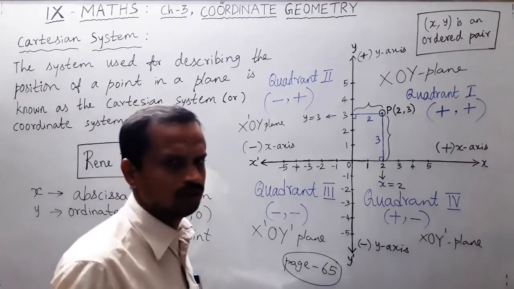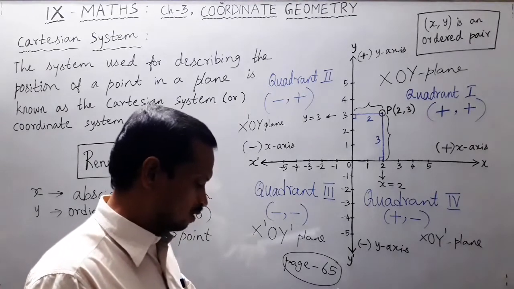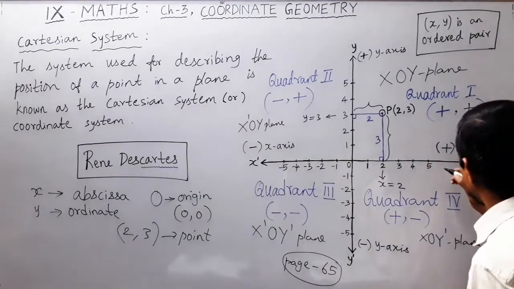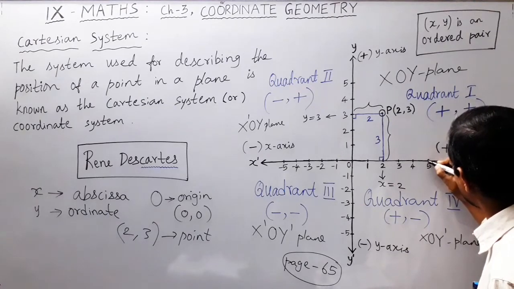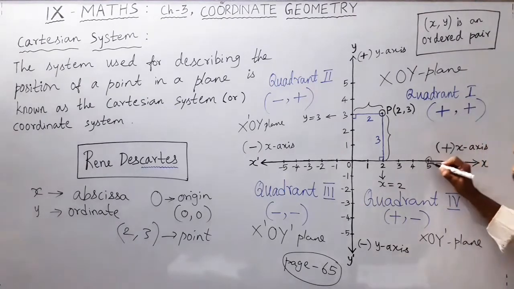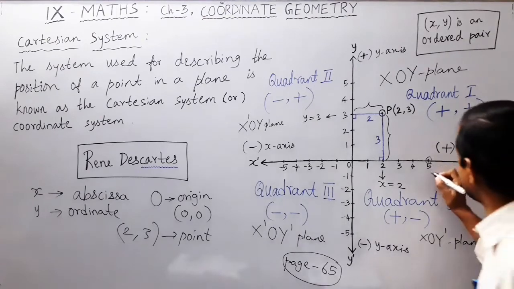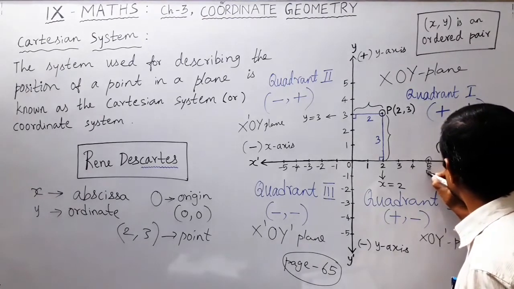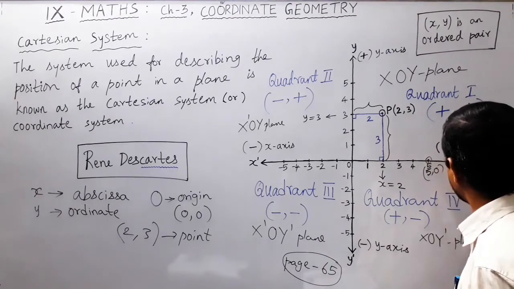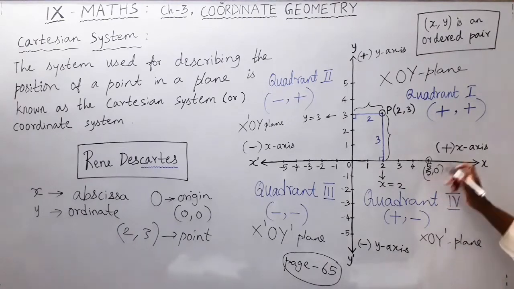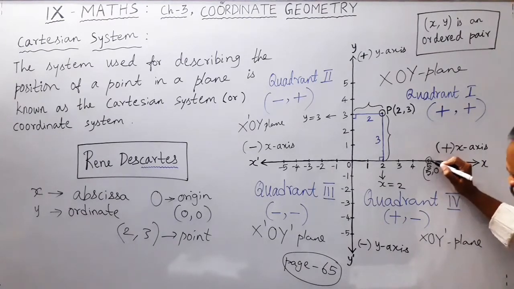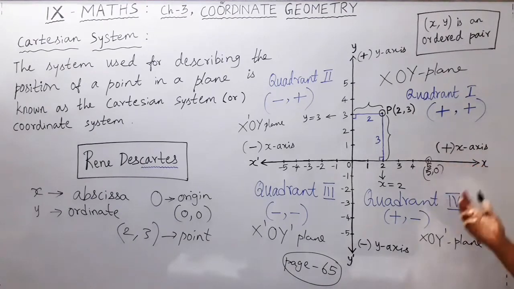Now listen, very important. You know already, but I am telling you. The coordinates of a point on the x-axis. For example, here you see this is the point. So this is a point on the x-axis. A point on the x-axis is nothing but of the form (x, 0). Here it is (5, 0), because this point is at 5 units. So x is 5, but y is 0.